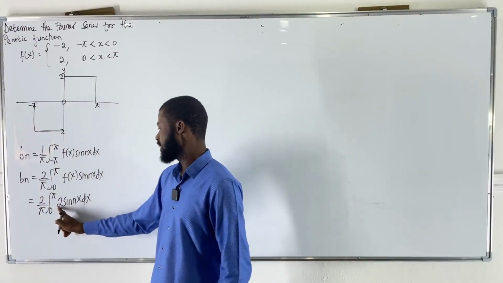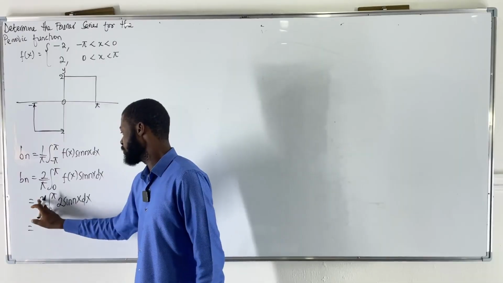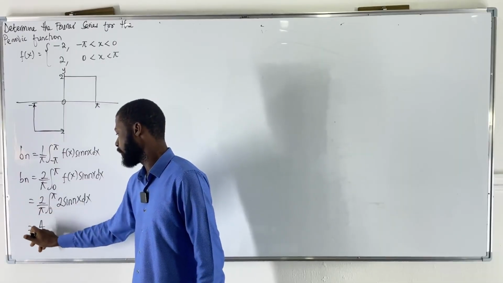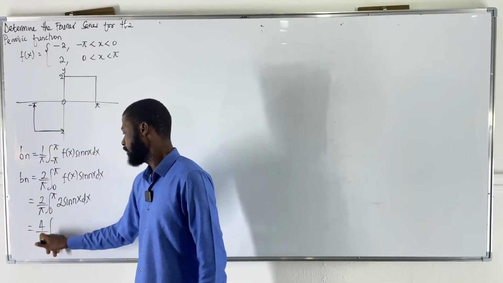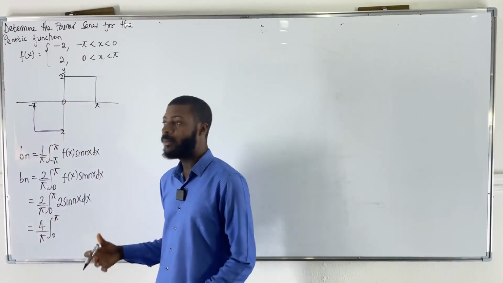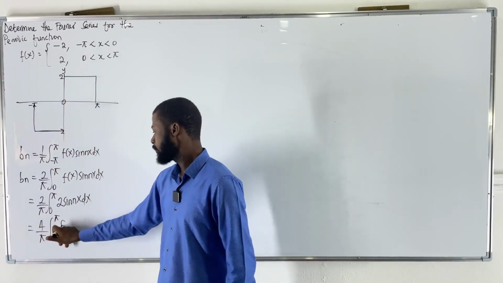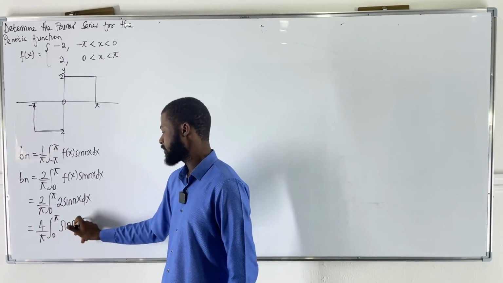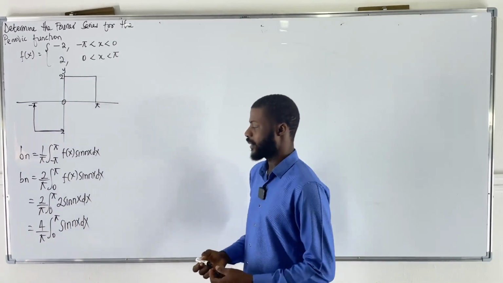Since 2 is a constant and 2 comes outside, this will be 2 times 2, so that's 4. So this is 4 over pi, integral from 0 to pi. What will be left will be sine nx. So we're going to be integrating sine nx with respect to x. So that's what we have.